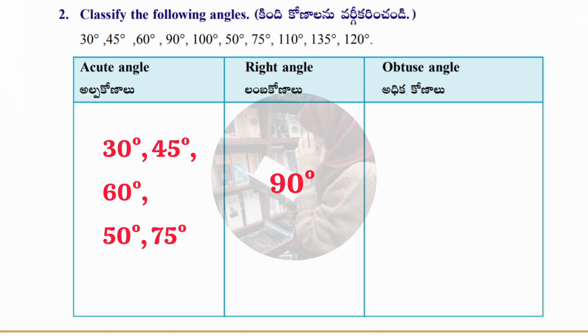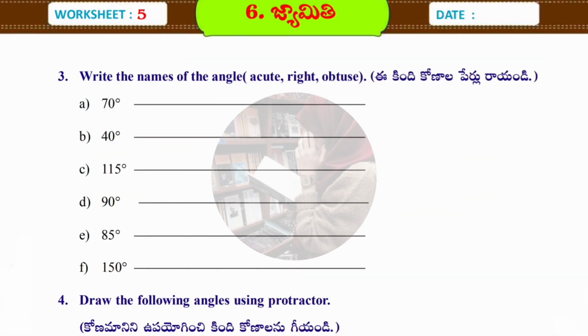Whereas 90 degrees, only 90 degrees comes under right angle. Then for obtuse angles, 100 degrees comes under obtuse angle, 110 degrees comes under obtuse angle, 120 also comes under obtuse angle and 135 also comes under obtuse angle. Understood, guys? Let's move on to the third Roman, which is write the names of the angles: acute, right or obtuse. Okay, let's see. First one is 70 degrees.